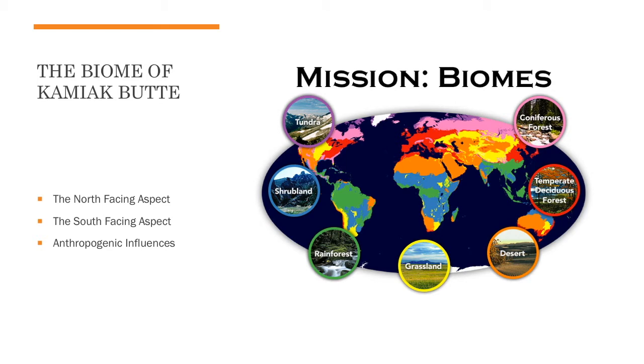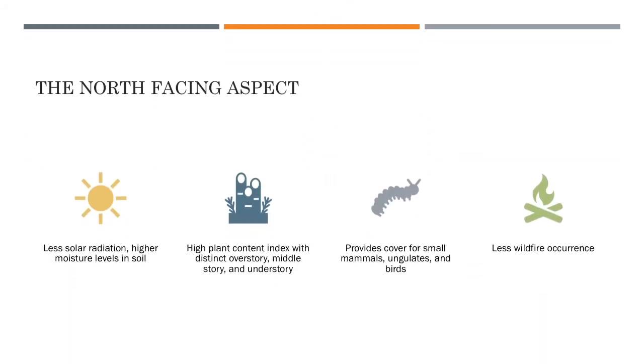It also has two distinct biomes within it: the north-facing aspect and the south-facing aspect. The surrounding landscape has a biome that is heavily influenced by human activities, characterized by agricultural fields of wheat and lentils. The north-facing aspect gets less solar radiation, therefore retaining more moisture within the soil and can support more species of trees. Because of this, there is a heavy overstory holding mostly Douglas fir, ponderosa pine, and western larch.